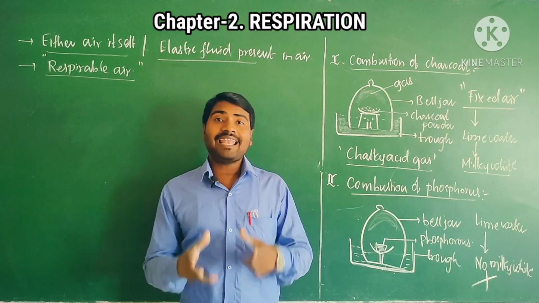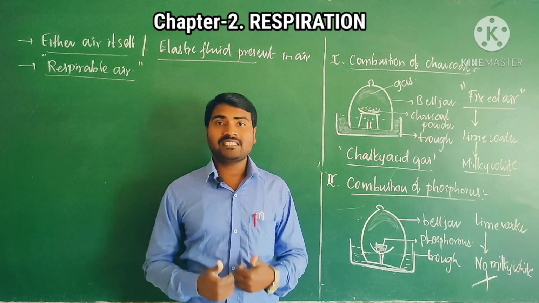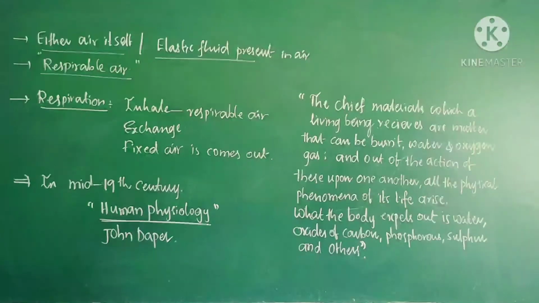And he made a logical conclusion about the process of respiration. When we inhale, the air enters the lungs, and there it exchanges with the fixed air. So the same volume of chalky acid air or fixed air is given out from the lungs. He also found that the air which enters the blood changes it into bright red in color. But later it was discovered that the color of blood is due to hemoglobin.